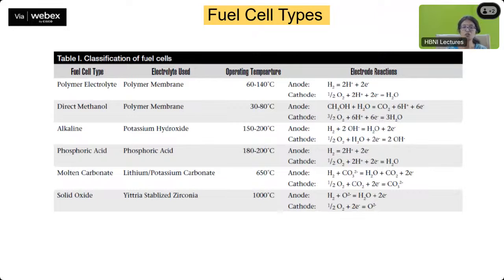With a phosphoric acid fuel cell, the electrolyte is phosphoric acid. Operating temperature again ranges between 180 to 200. For a molten carbonate type fuel cell, the electrolyte which is used is either lithium carbonate or potassium carbonate, and the operating temperature is around 650 degrees centigrade. The corresponding electrode reactions I am not reading out, you can go through it. And in the solid oxide fuel cell, the electrolyte is yttria stabilized zirconia, and the operating temperature is around 1000 degrees centigrade.